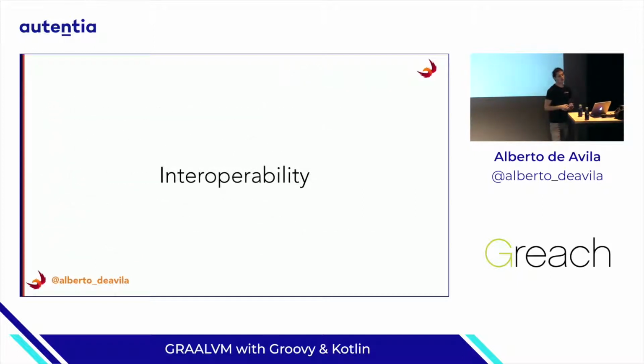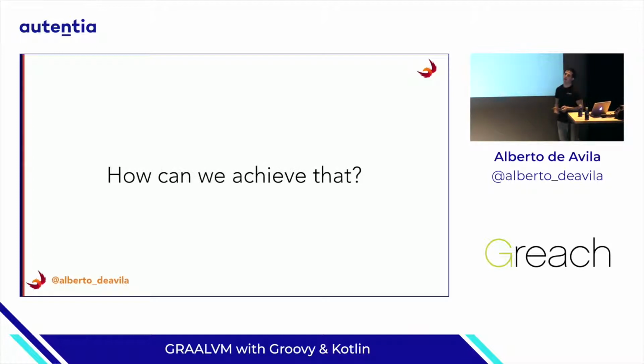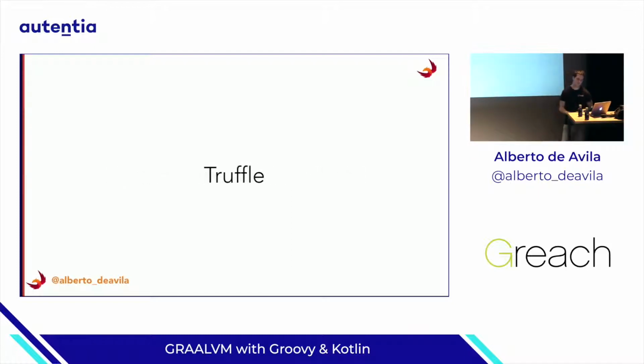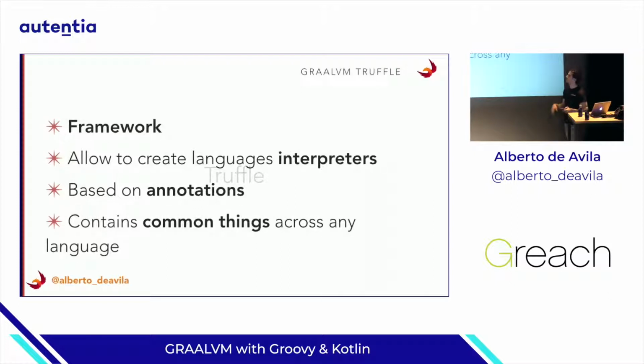How can GraalVM make multiple programming languages interoperate? The answer is Truffle. But what is Truffle? Truffle is a framework that allows us to create language interpreters. It is based on annotations and ASTs, and it contains the common themes across any language.